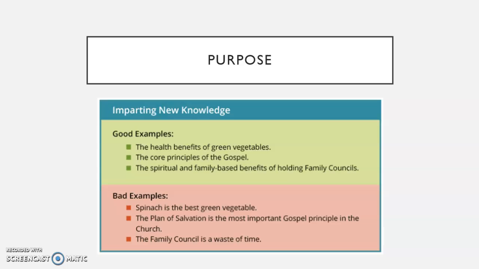So imparting new knowledge, these are examples that come directly from the course. Good examples: health benefits of green vegetables, core examples of the gospel. Bad examples are spinach is the best green vegetable. So when we impart new knowledge, we want to support it with facts, and we'll learn more about that later.